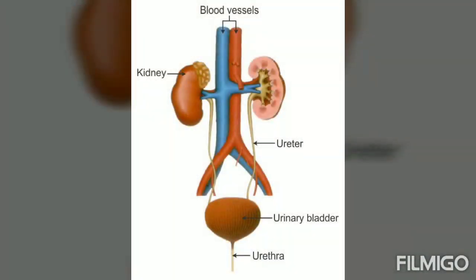Here is the diagram showing the different parts of human excretory system. Kidney is the main organ where filtration of blood takes place and then the filtrate through ureter goes to urinary bladder, which is a reservoir of urine. When the urge comes, urine is excreted through urethra.